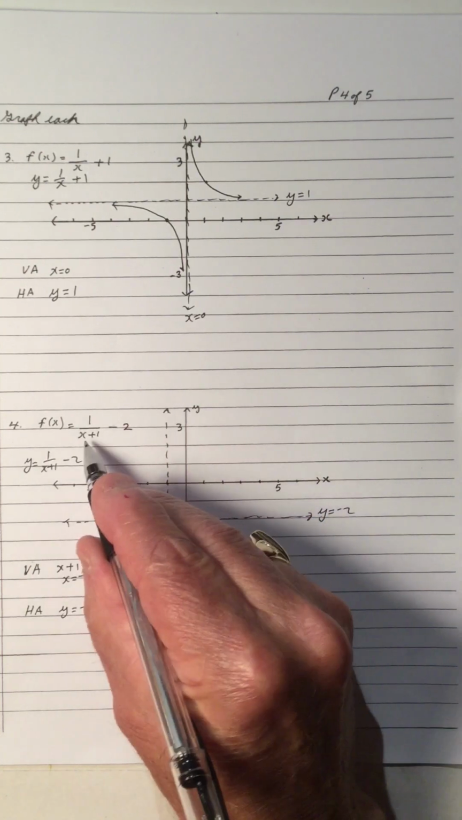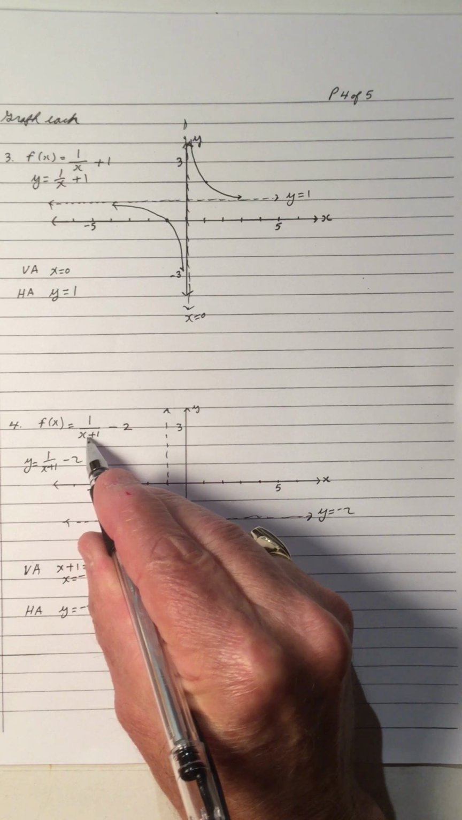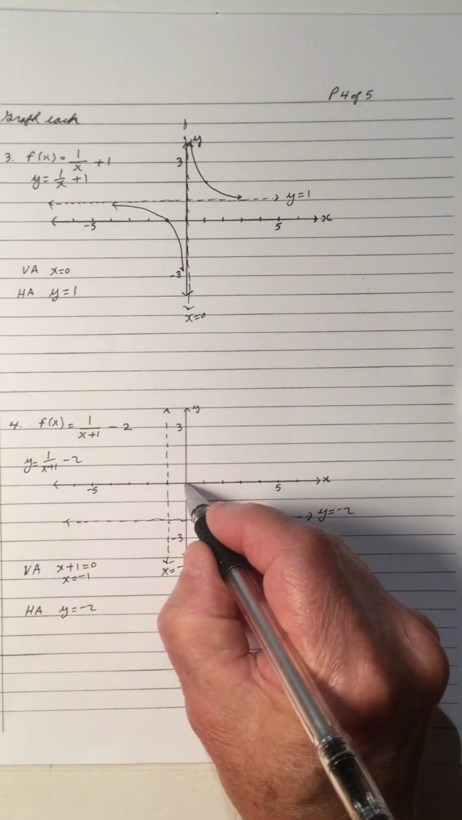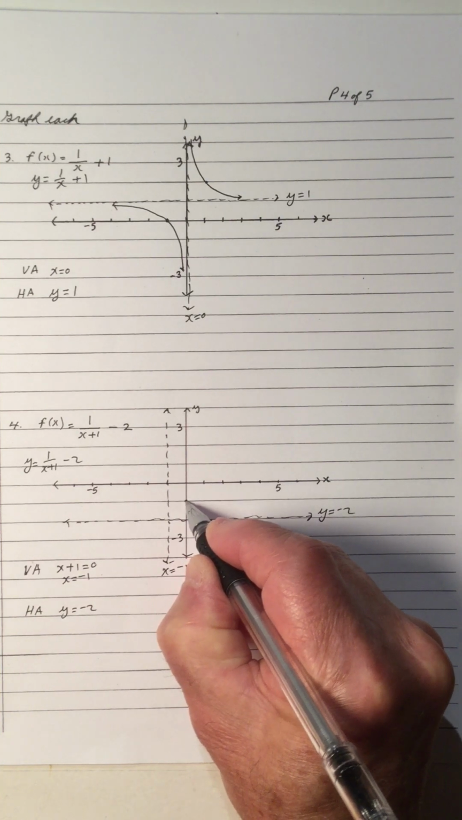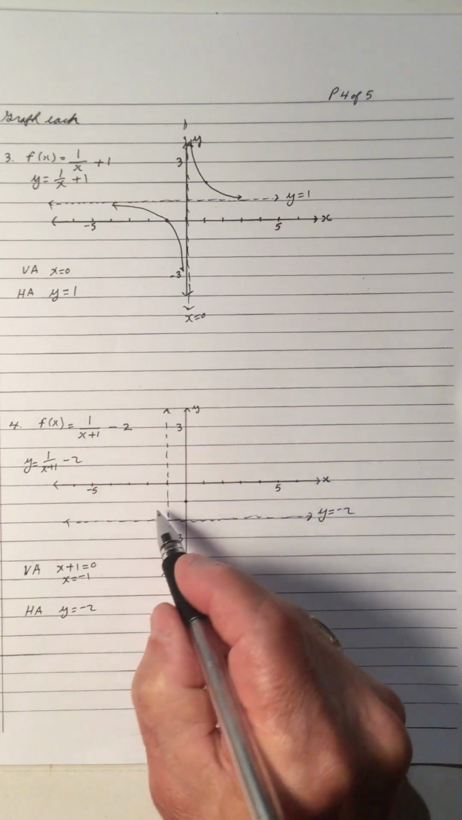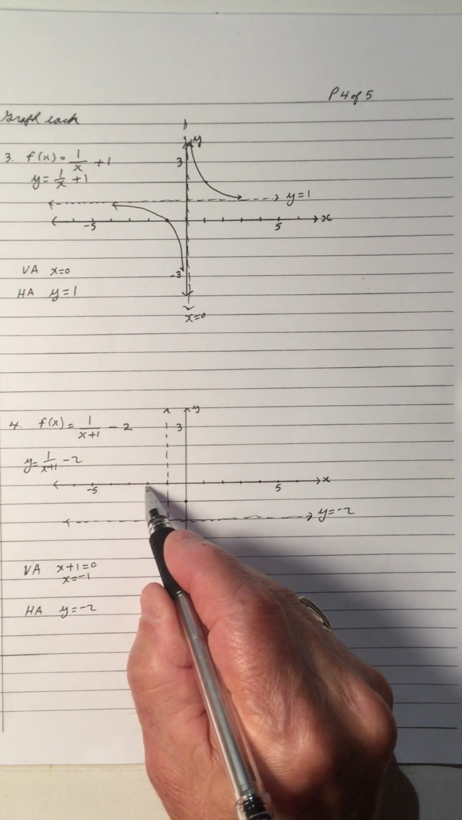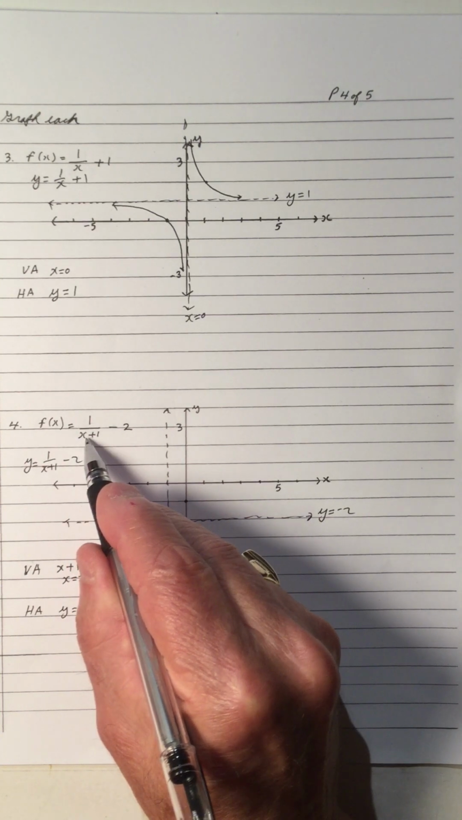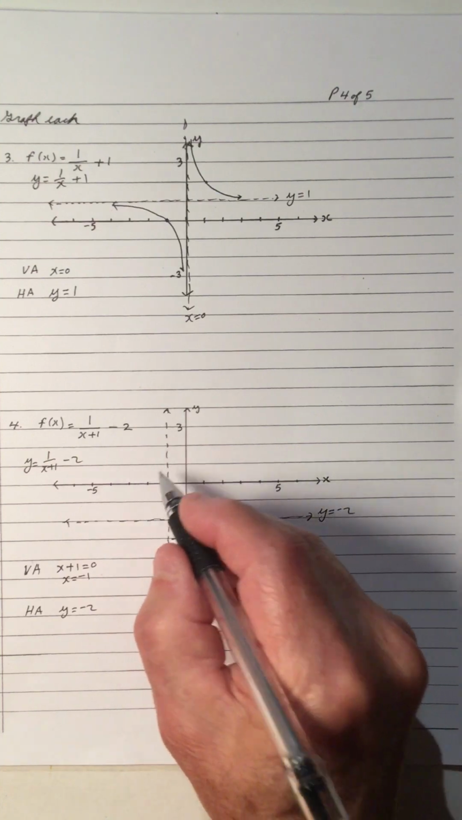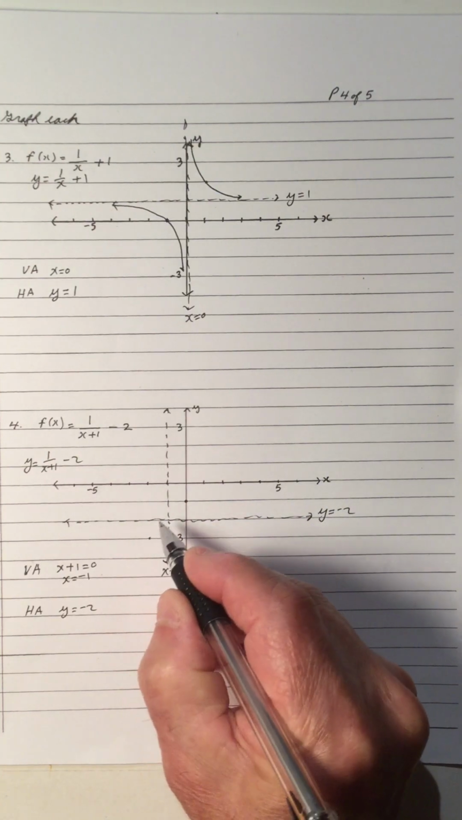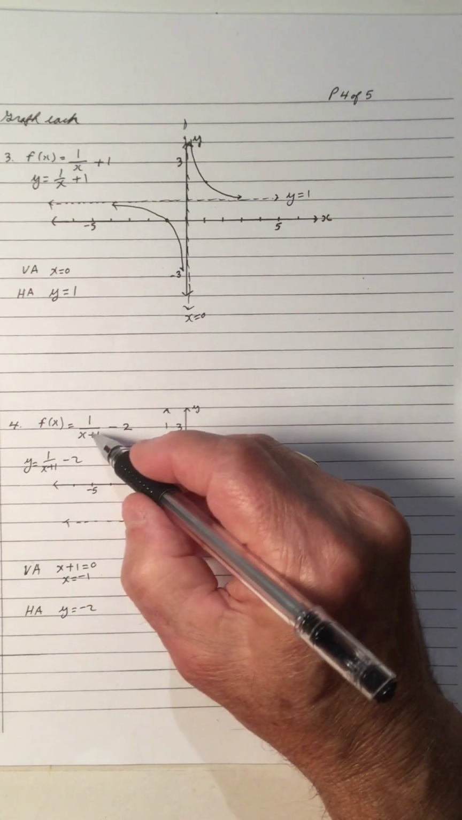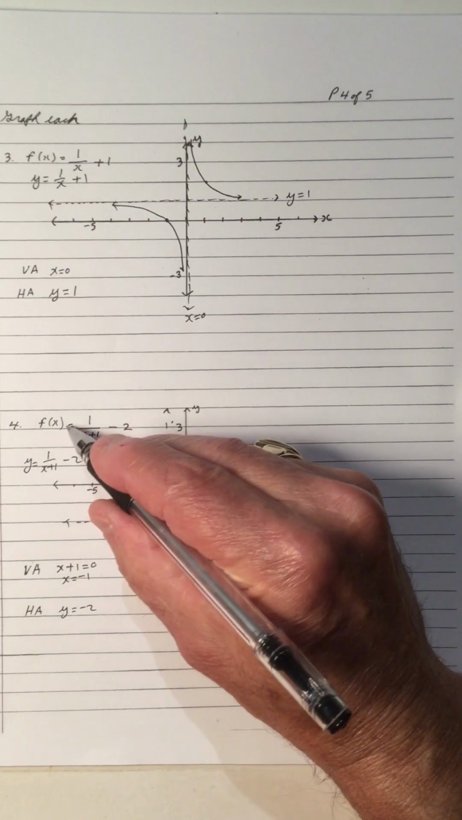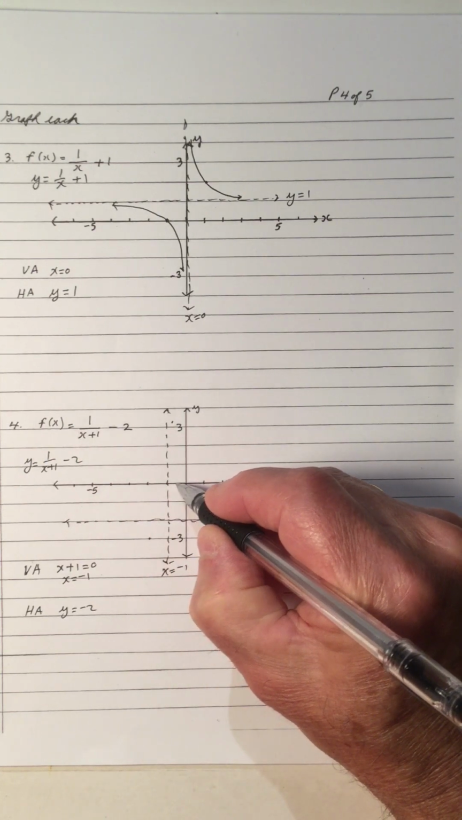Let's see. Let's put a 0 in here. If x is 0, that's a 1, and we get negative 1. So if x is 0, we get negative 1. And let's go on the other side. If x is negative 2, negative 2 plus 1 is negative 1. 1 over negative 1 is negative 1, minus 2 is negative 3. So negative 2 gives us negative 3. Now, if you let y equal 0, it will cross right here.